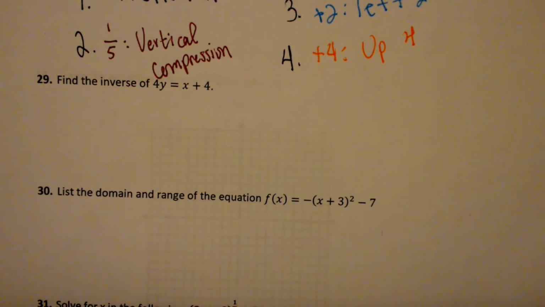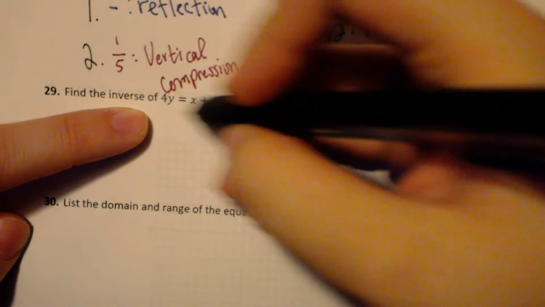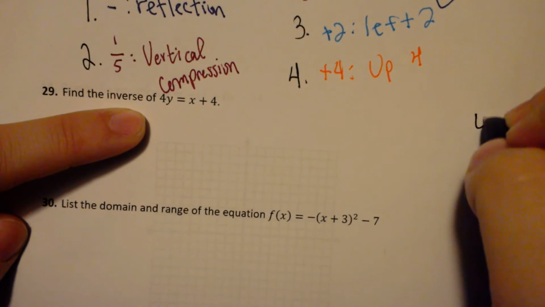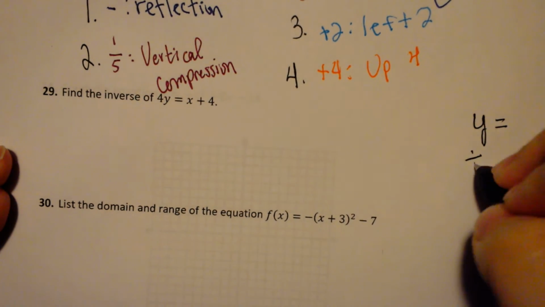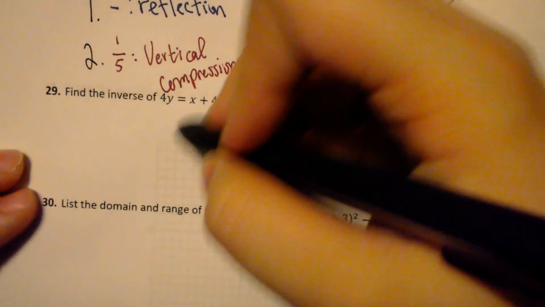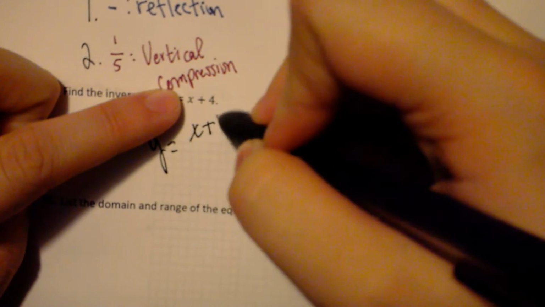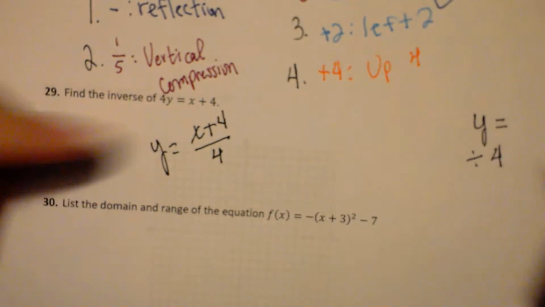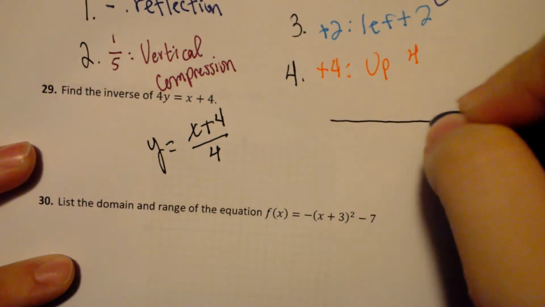Mine says find the inverse of 4y equals x plus 4. So first I need to get y equals. So I need to solve for y. So I'm going to divide by 4. So if I divide by 4, I'm going to get x plus 4 divided by 4. So now I can make my table.